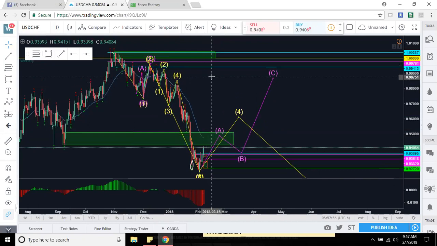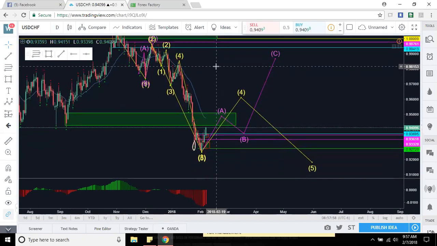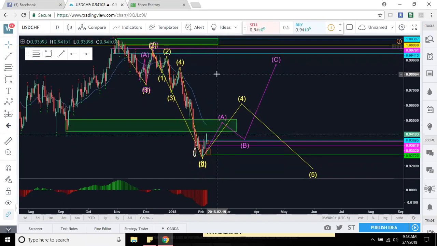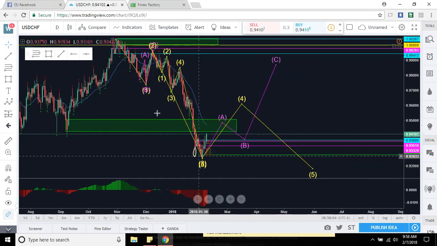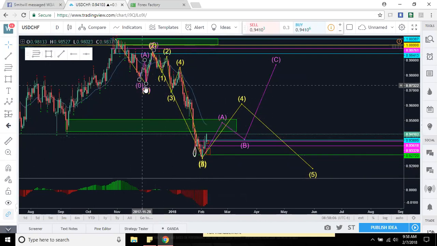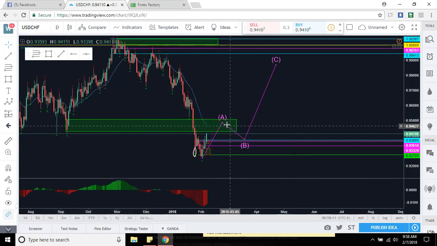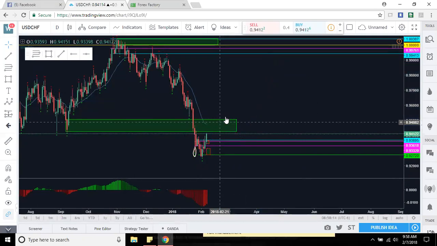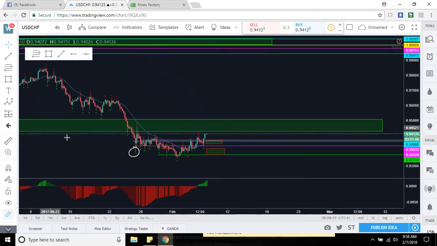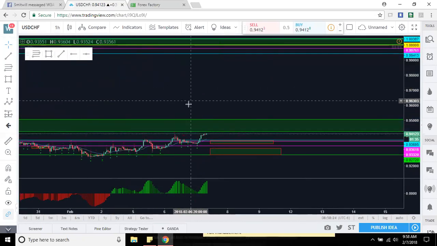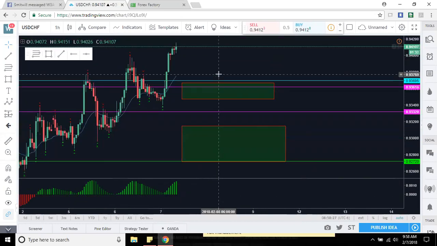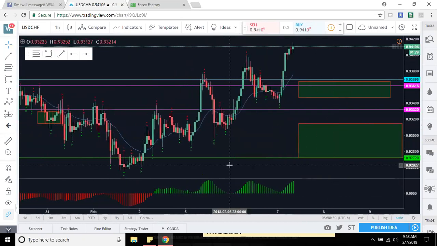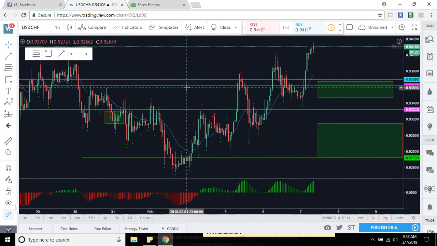See what I'm saying? So 1 through 5 and ABC is pretty much all you're going to be using. But that's pretty much Elliott Wave. Let's clean this up a little bit. This did shoot up a little bit already, didn't it? Is that right? Let's see.